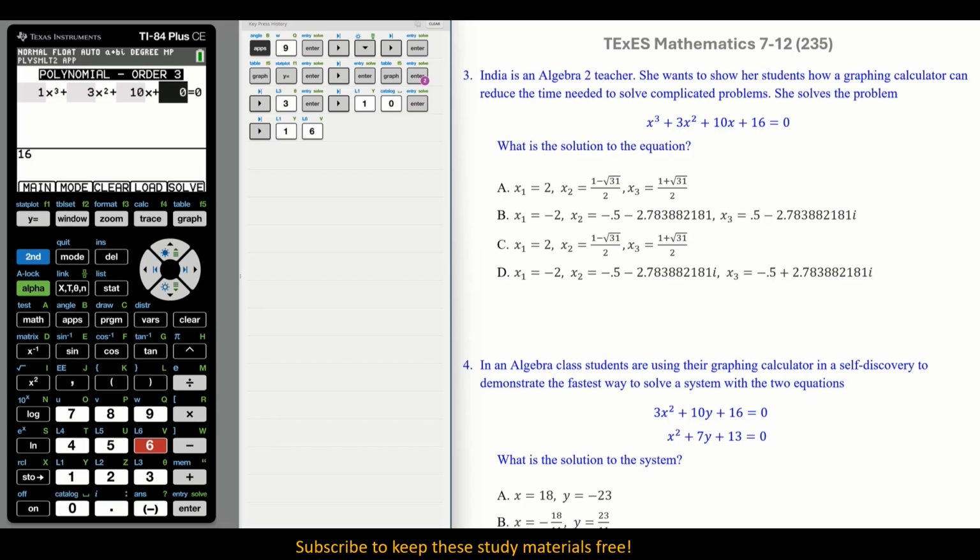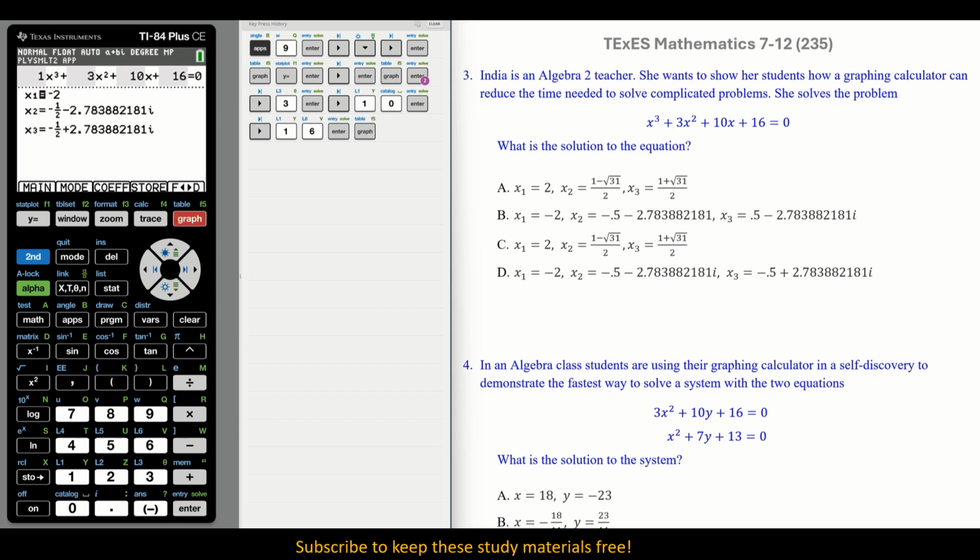Okay, notice you have to push enter. So it's all set up. Now, all we have to do is push solve, which means I have to push graph. Okay, there you go. That's what we need. That's our answer. That easy. It's amazing what a TI-84 will do.